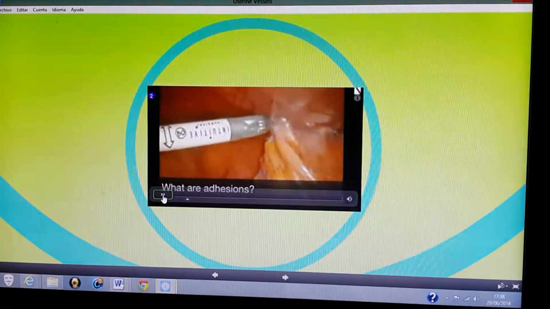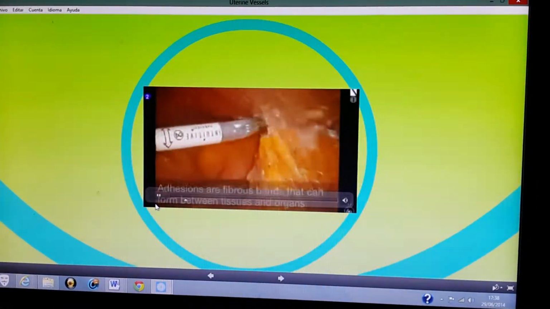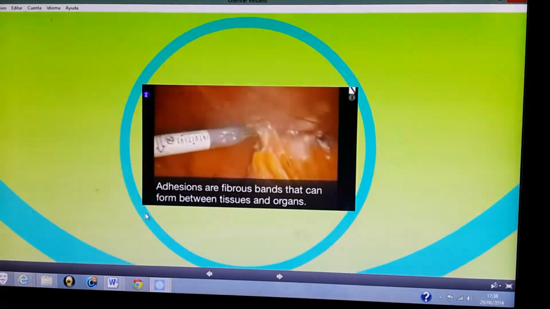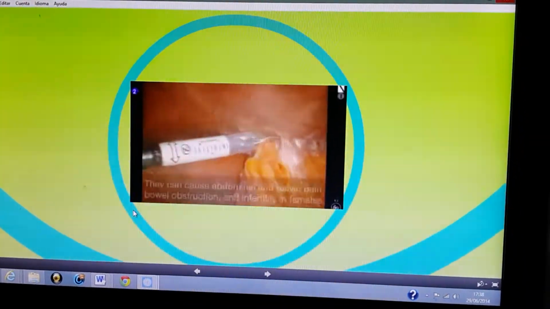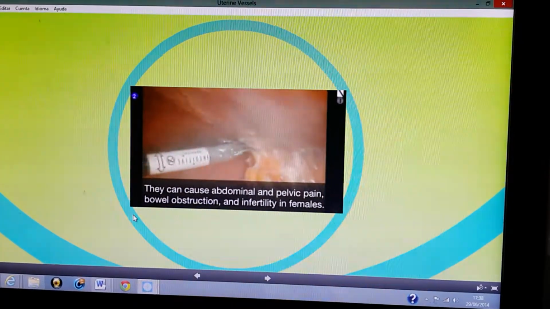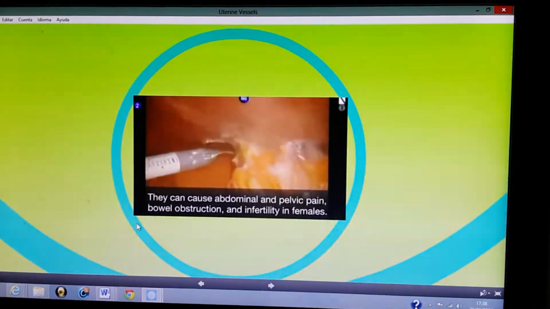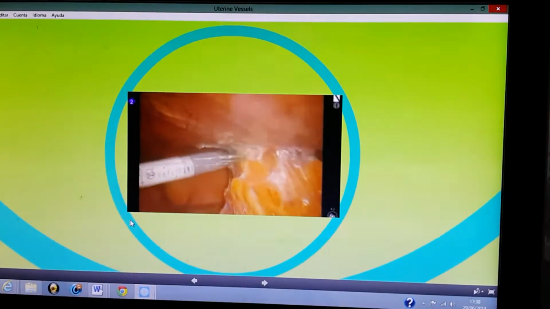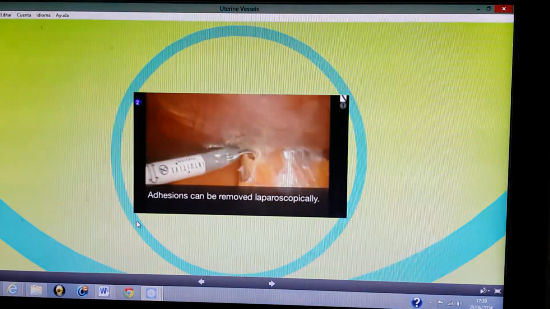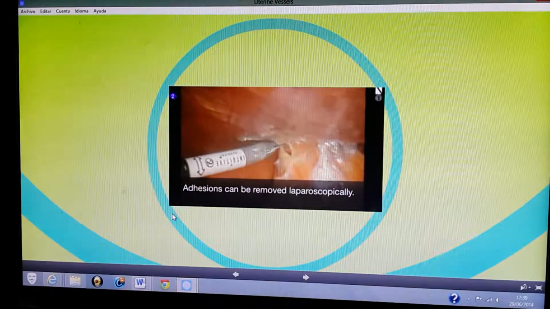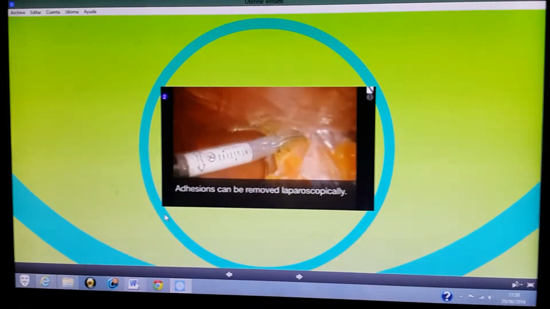What are adhesions? Adhesions are fibrous bands that can form between tissues and organs. They can cause abdominal and pelvic pain, bowel obstruction, and infertility in females. Adhesions, like the ones seen here between the omentum and abdominal wall, can be removed laparoscopically.